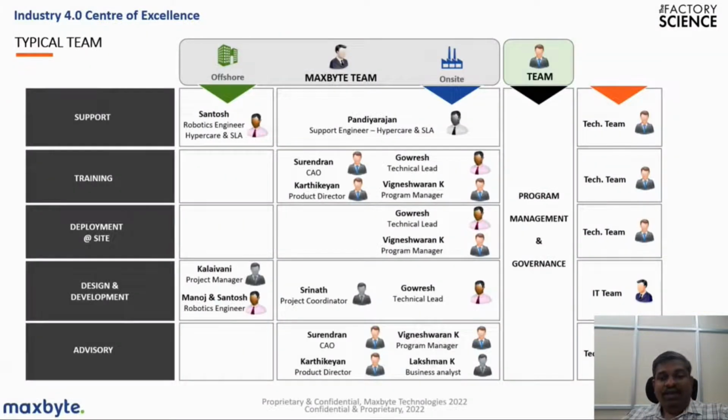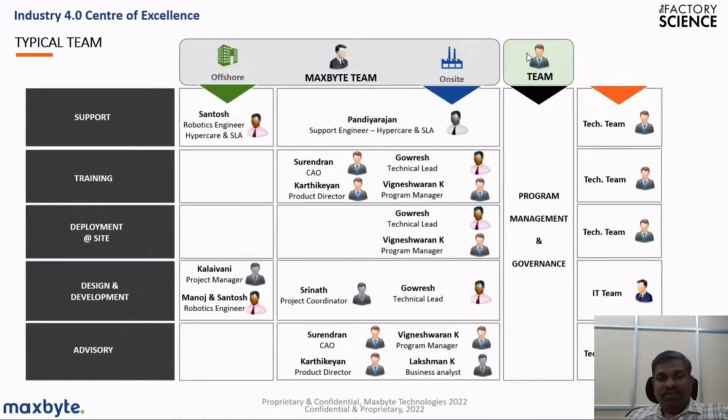Okay, this will be a typical team which will handle the project. This will be a typical organization structure where we have support, training, deployment persons, design and development persons, and the advisory phase. This is a phase which usually does the site survey, what needs to be done, how it will be done. Everything will be defined in this advisory phase.